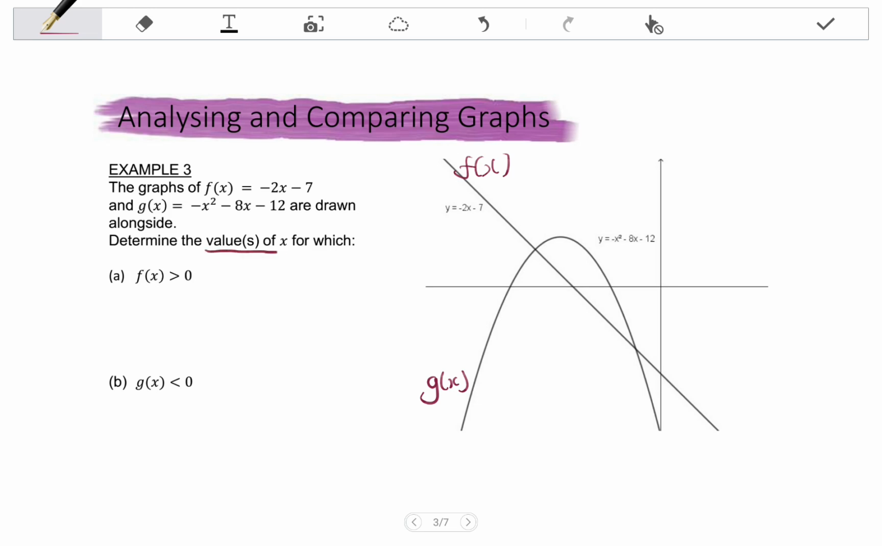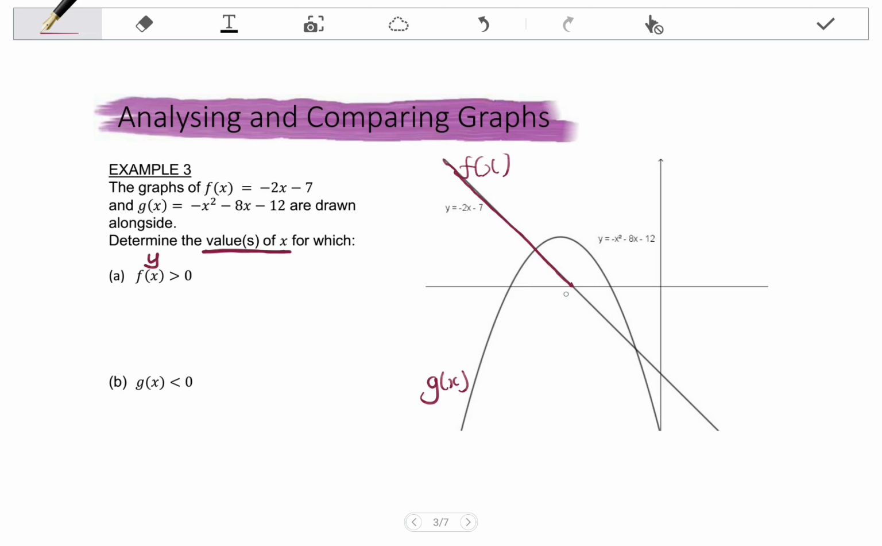Determine the values of x, there it is again, for which f of x is greater than 0. So we are looking for where the y values of f are positive. So that is where the graph of f, which is the straight line, is above the x-axis. So I'm using my knowledge of the y coordinates to find the part of the graph, and this is the part of the graph of f of x that is above the x-axis. Now I need to answer in terms of the x coordinates, but if we look at what we are given, we aren't given any x values. That means we need to calculate them.